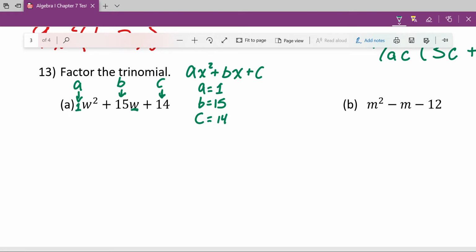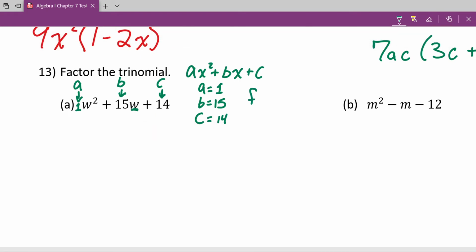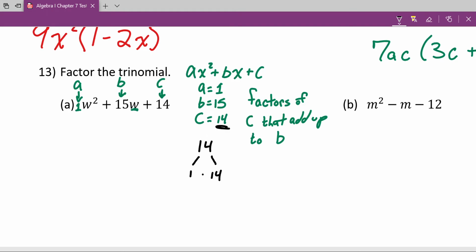So when A is 1, what we can do is say, what are the factors of C that add up to B? If you don't know what I mean, I'm going to go ahead and do this right now. So, the factors of C, so C is 14. There are two sets of factors for 14. 14 can either be broken down to 1 times 14 or 7 times 2.